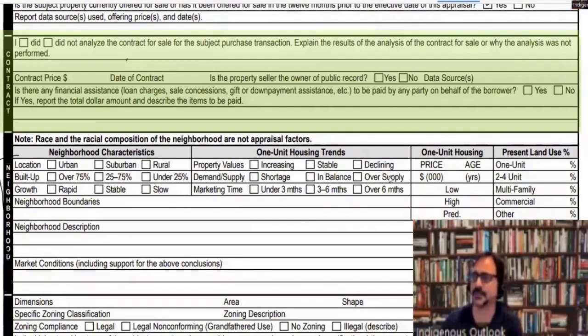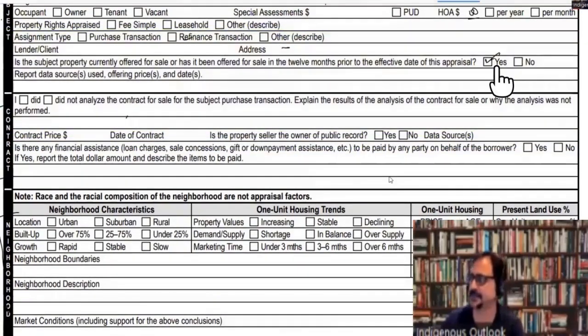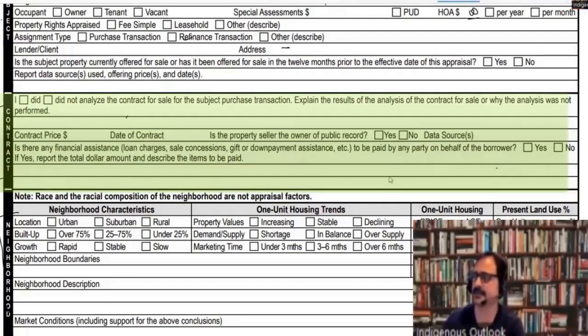This contract column will only be filled when it is a purchase case, not a refinance, right? So either you will get this information, yes or no, or you will get that information. These two are going to cross-check each other. If it is a refinance, mostly you will see it is written no. If it is no, then this section will be blank, which means it's a refinance case. But if there is nothing written there and this section is filled, that means it's a purchase case.